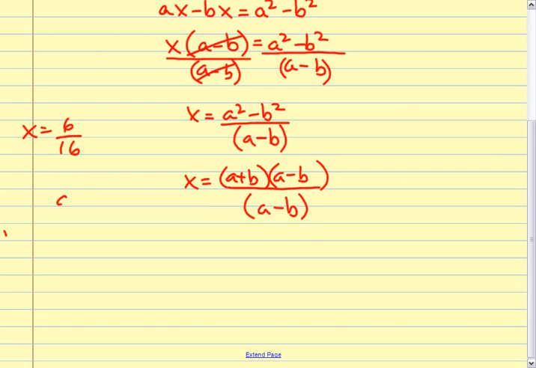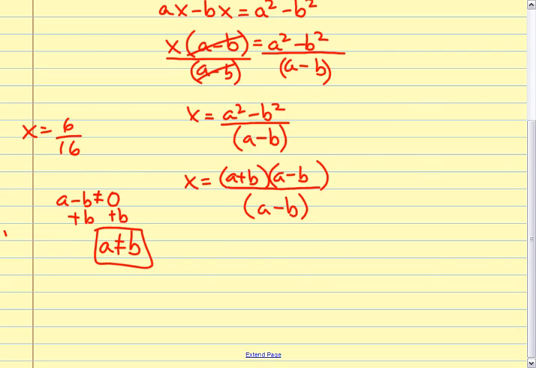Restrictions. a minus b cannot equal 0. Add b to both sides. a cannot equal b. That's my restriction. If it does, then the denominator turns into 0. Bad. Okay? Now I've set my restriction.